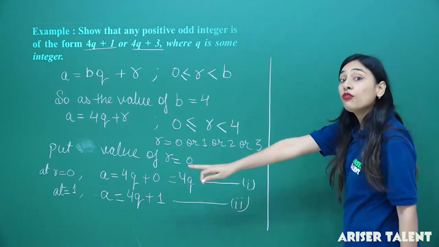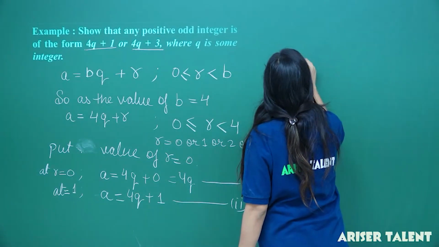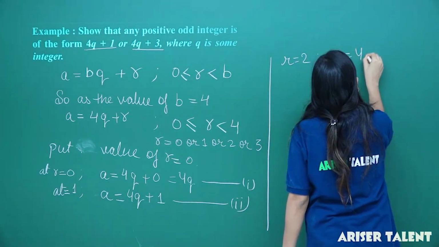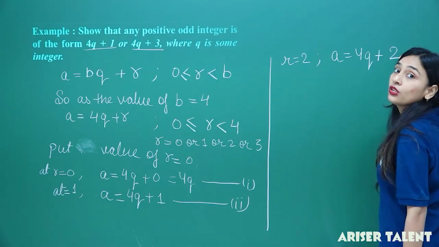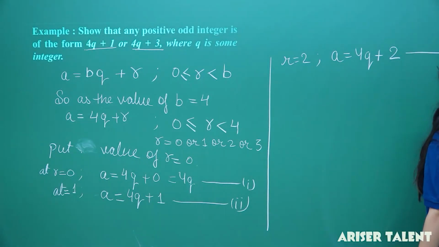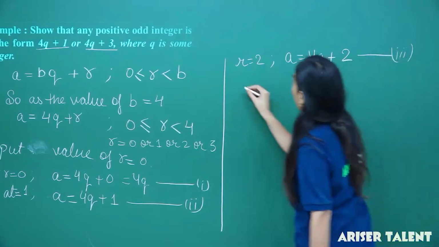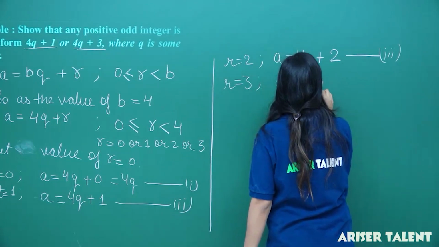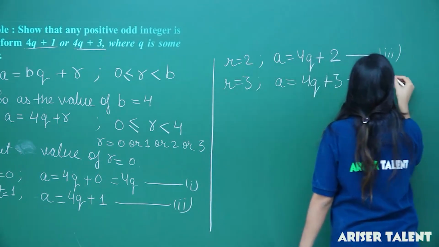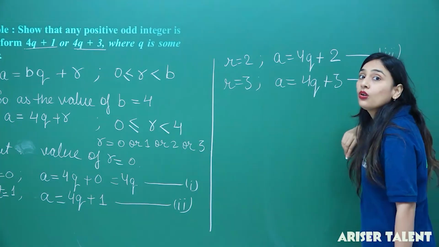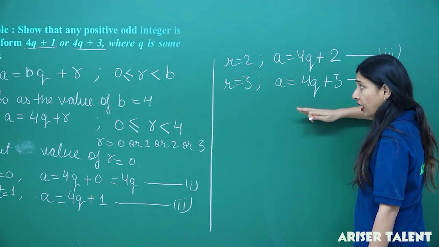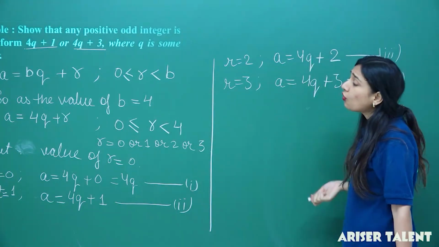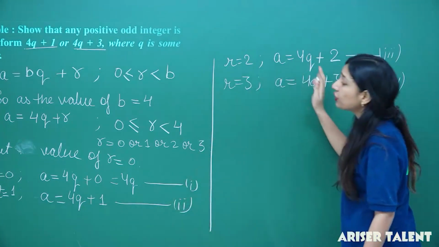Moving forwards, now putting the value of r equals 2, this equation will transform to a equals 4q plus 2, right? Equation number third. Now, when r equals 3, this equation will become 4q plus 3. Equation 4. Now, r equals 4 or 5, we can't put it, it's beyond our limit. Now, we have to see each and every equation carefully.